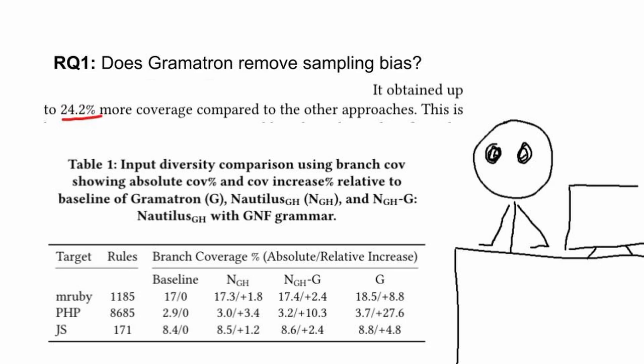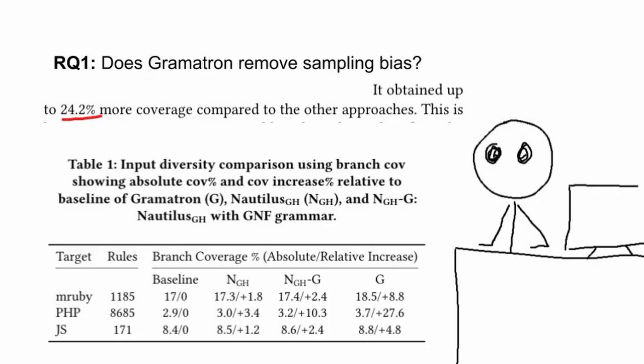This question is answered using branch coverage. Here's the table that shows the different branch coverage percentages of each of the models. Of course, the N represents Nautilus and the G represents Gramatron. The results show that overall, the inputs generated by Gramatron achieve up to 24.2% more branch coverage, which means the fuzzer explores a larger portion of the grammar's behavior.